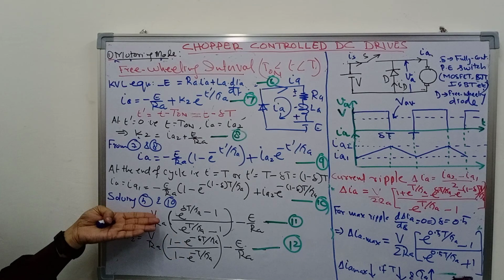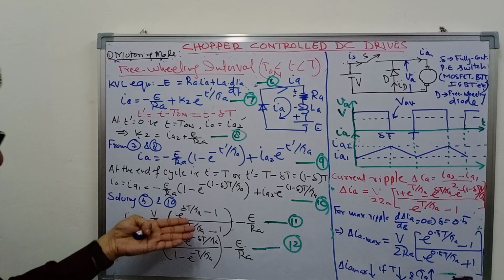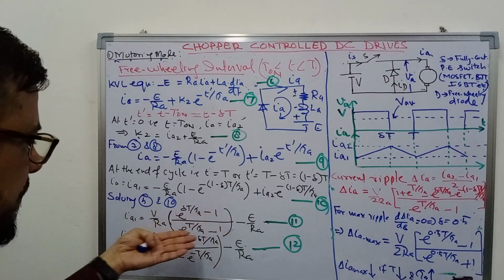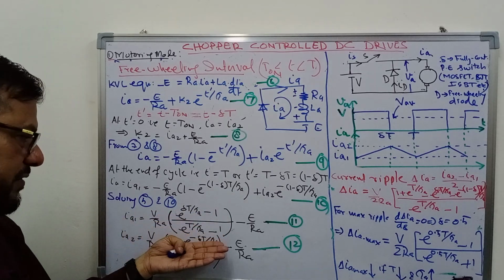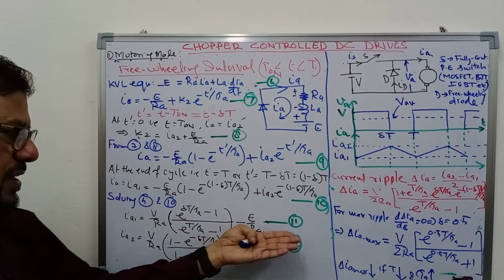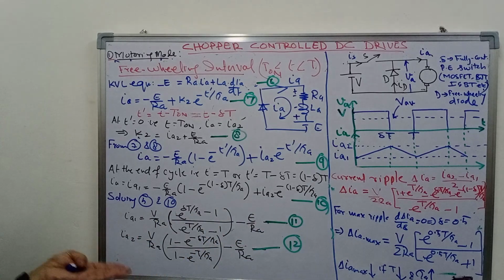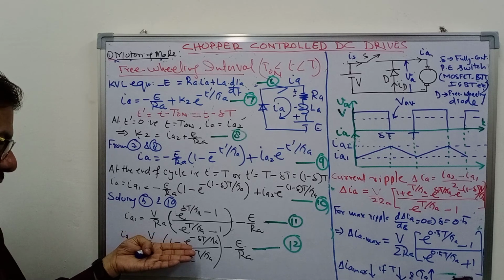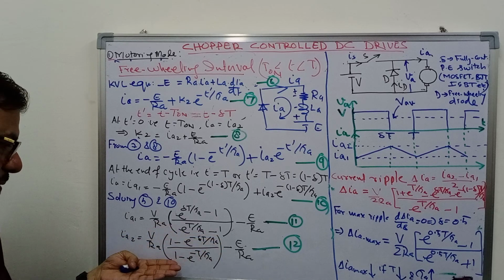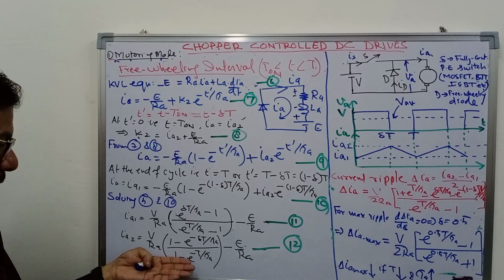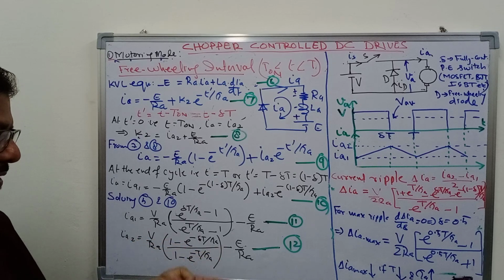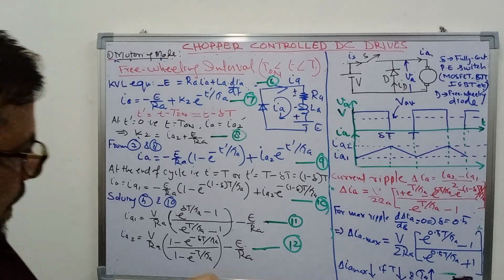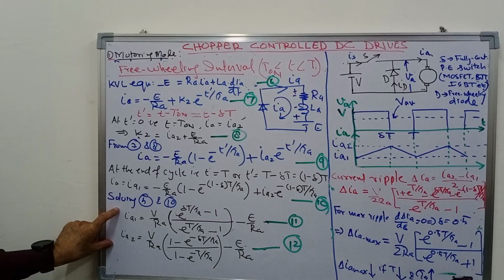Ia1 will be equal to V upon Ra, e to the power delta t upon tau a minus 1 upon e to the power t upon tau a minus 1 minus E upon Ra, equation number 11. And similarly Ia2 will be equal to V upon Ra, 1 minus e to the power minus delta t upon tau a upon 1 minus e to the power minus t upon tau a minus E upon Ra, equation number 12. Now knowing these two equations, you can find out the current ripple.